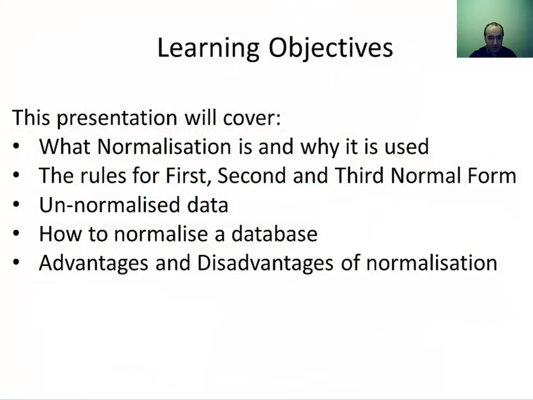Normalisation. This presentation will cover what normalisation is and why it is used, the rules for first, second and third normal form, unnormalised data, how to normalise a database, advantages and disadvantages of normalisation.